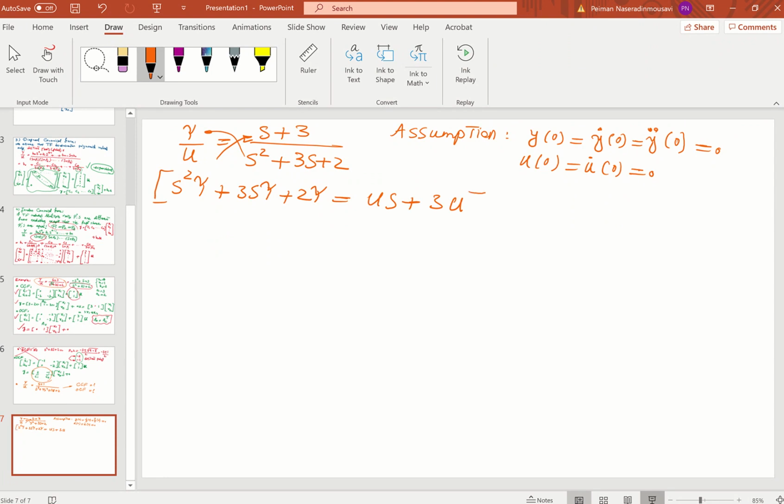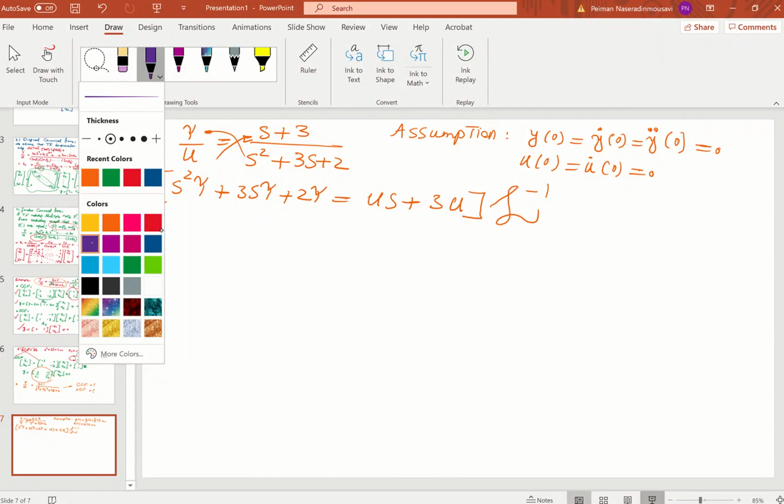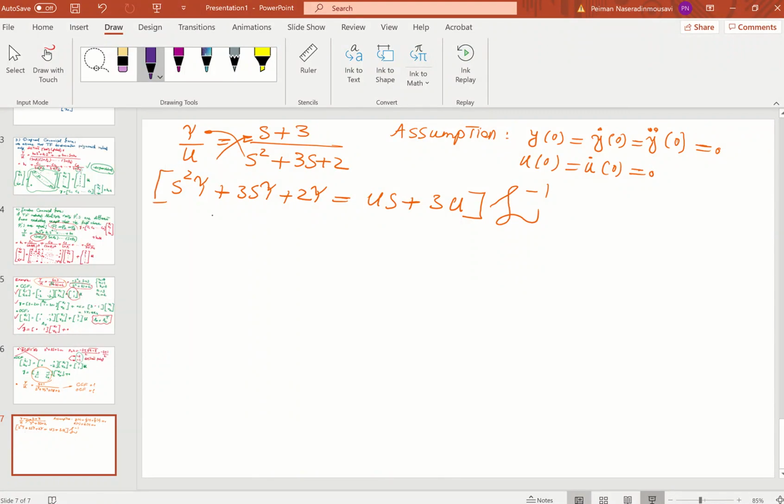If I apply the inverse Laplace from undergraduate control, you know that s squared in the frequency domain gives you what? Yes, the second time derivative. So you're going to have y double dot, plus s gives you the first time derivative, 3y dot, plus 2y. Now we are shifting to the time domain, that's right. This was the frequency domain. It is equal to u dot plus 3u. Right?